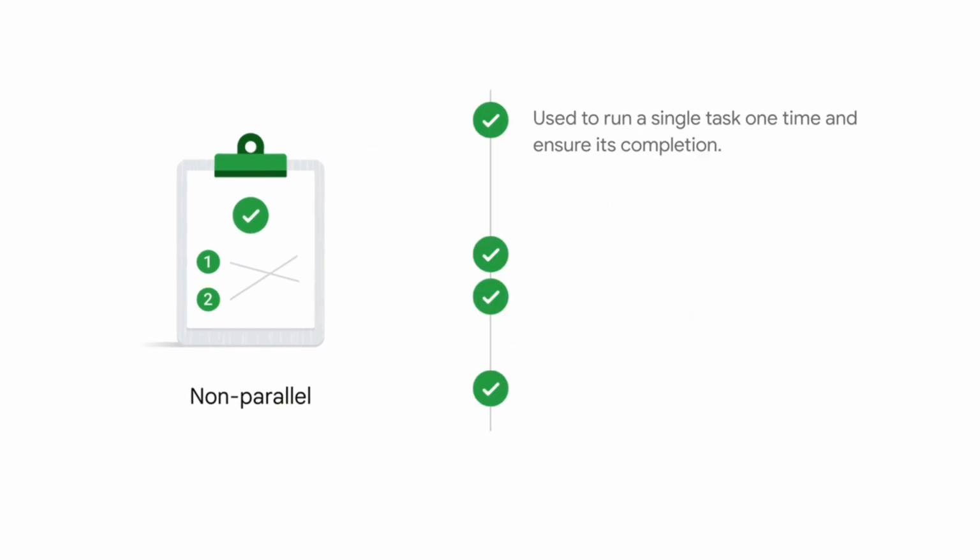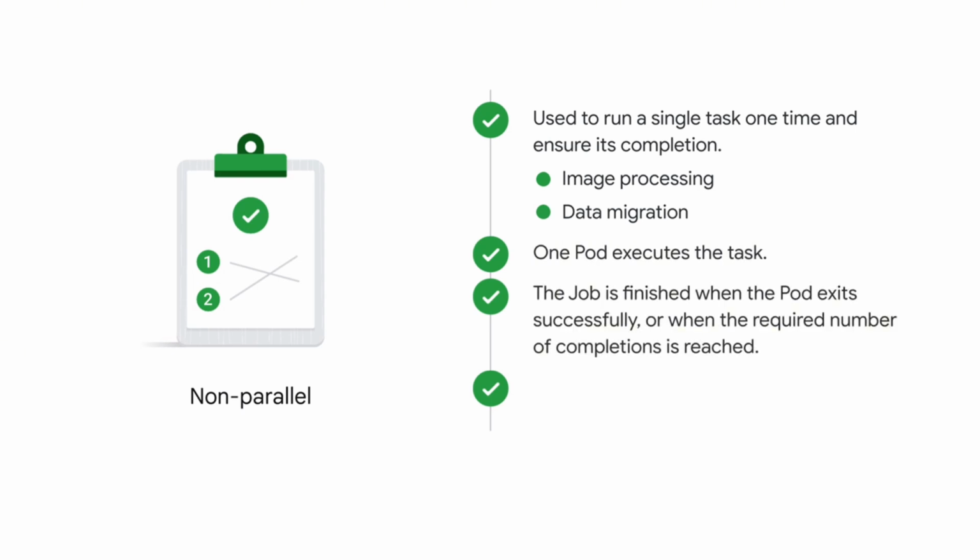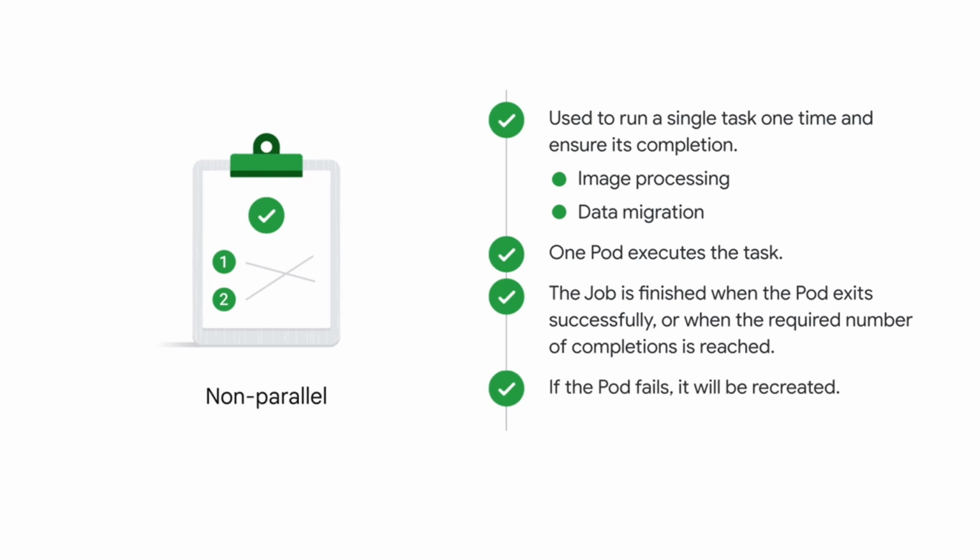There are two main types of jobs, non-parallel and parallel. Non-parallel jobs are the simplest type, used to run a single task one time and ensure its completion. Examples include image processing and data migration. Kubernetes creates one pod to execute the task, and the job is considered finished when the pod exits successfully or when the required number of completions is reached. If the pod fails, it will be recreated.